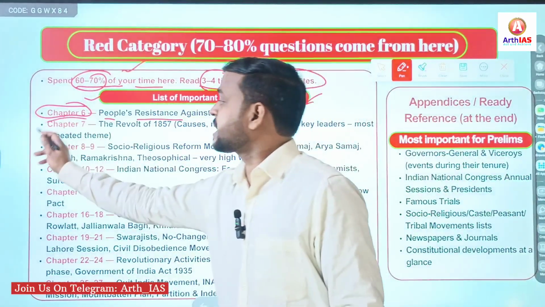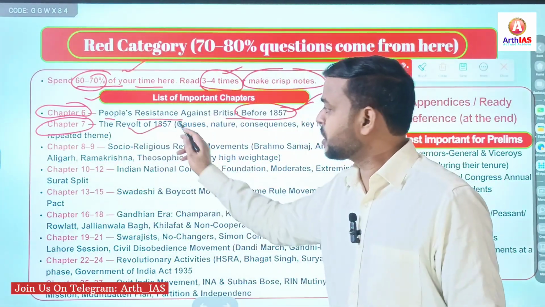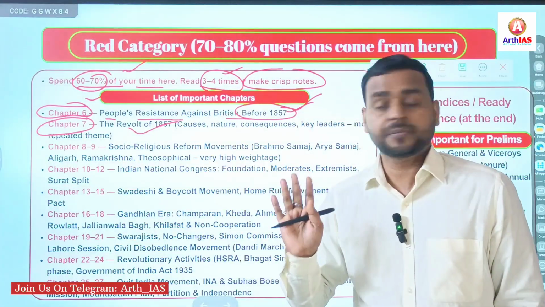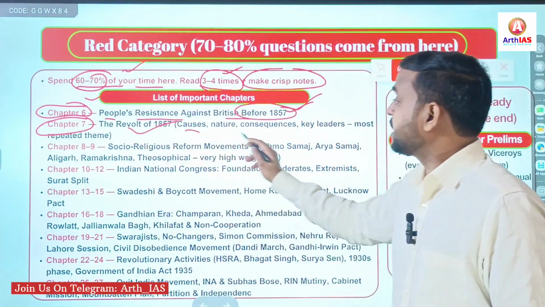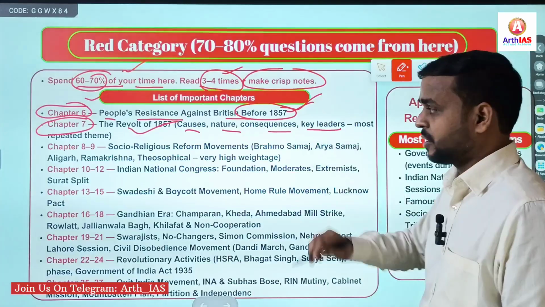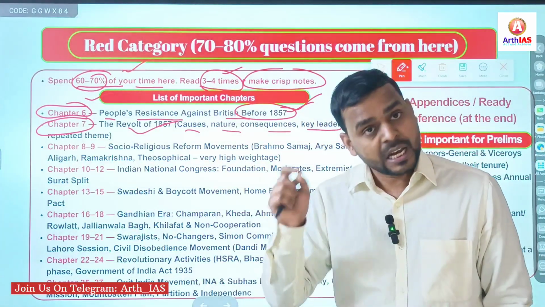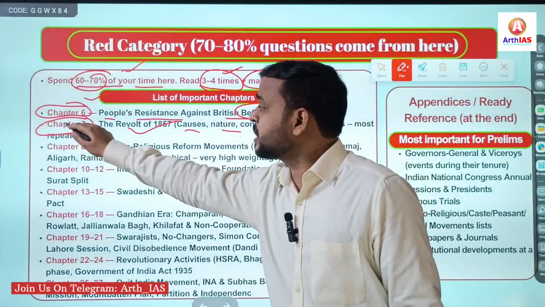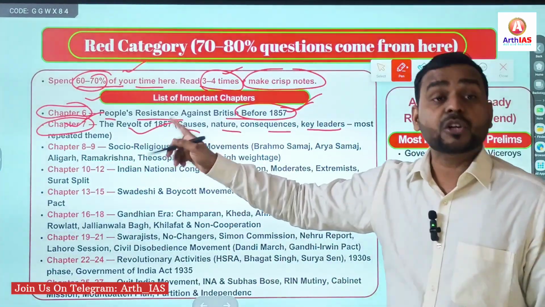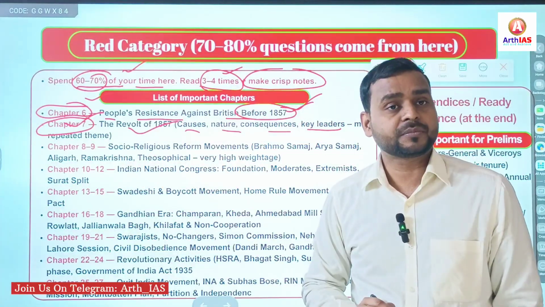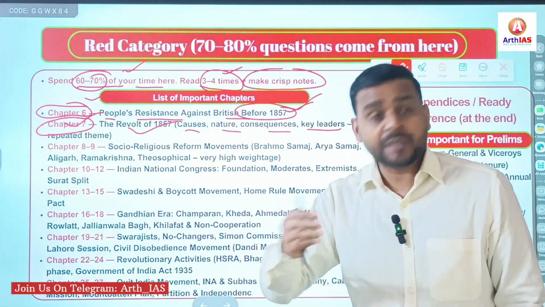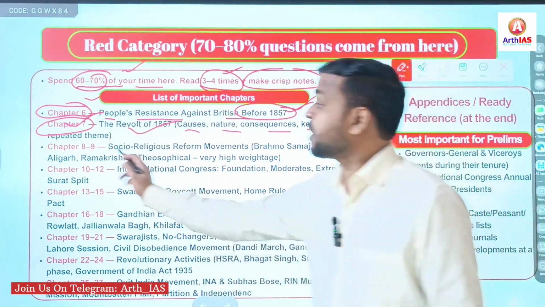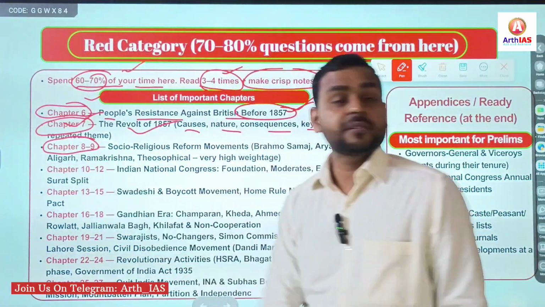Then comes chapter 7. Here, obviously, the most important chapter, Revolt of 1857. This chapter is very important. And here causes, nature, consequences, and key leaders from different regions are very important, right? And mostly questions come from this chapter. And to verify, you can solve PYQs. You can see PYQs.